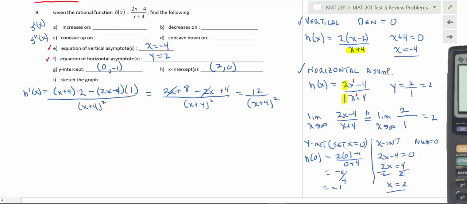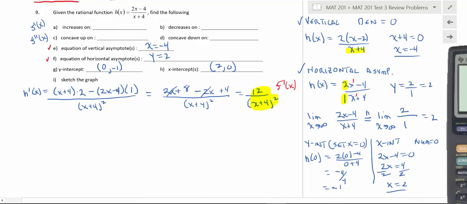Now I'm going to highlight that as the first derivative, and then we'll deal with that in a minute. So we've done the quotient rule, and then we did the algebraic simplification to get that result. Now let's go ahead and do the second derivative.